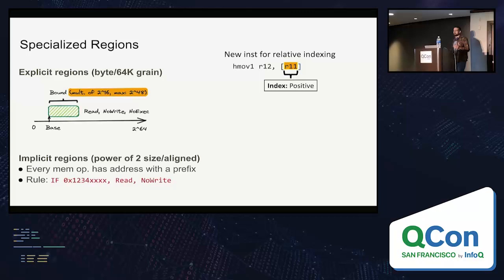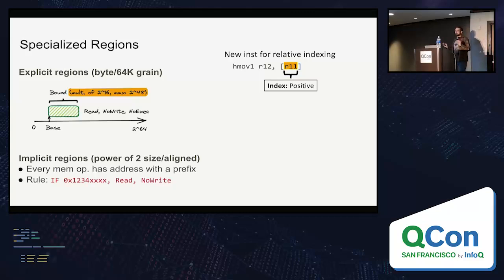And our answer to this is that you specialize regions to a few different types. And we have two different types of regions. And again, kind of going back to the world of x86 segmentation, remember we used to have segments that apply to all memory accesses and segments that apply where you use segment-relative addressing.